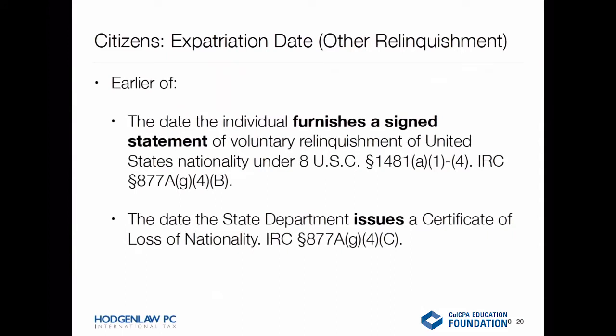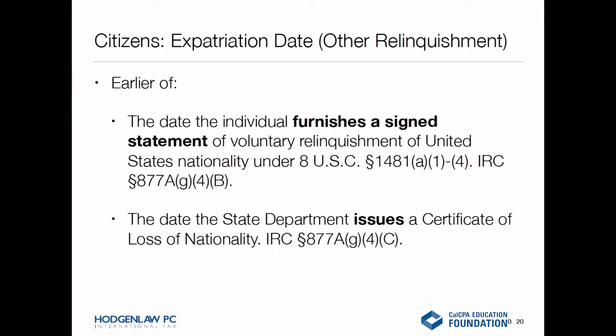Now, it's when we get into other forms of relinquishment other than renunciation that things start to get a little bit tricky. For these next few slides, this is kind of the edge cases. This is situations where someone might have taken an action long ago in the past, and they believe that was an action that caused them to give up their U.S. citizenship. In this situation, we run into a little bit of a mismatch between how the IRS sees things and how the State Department sees things.